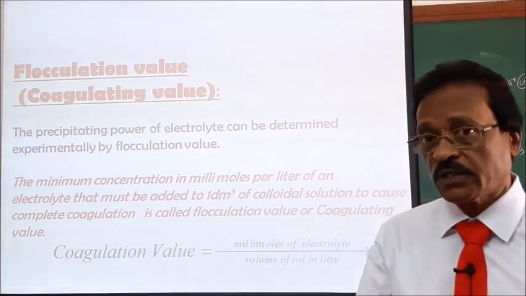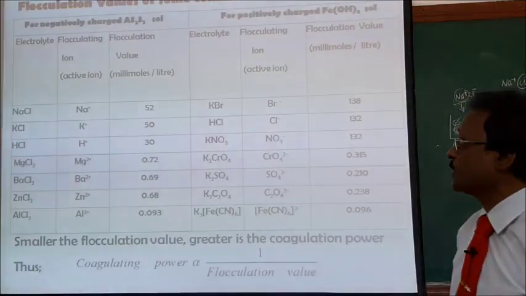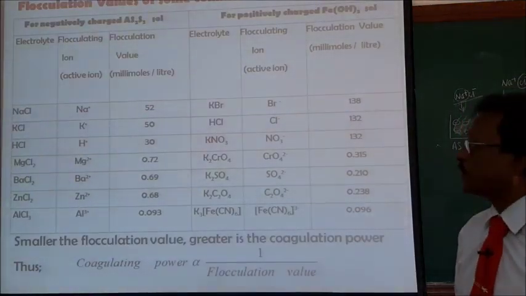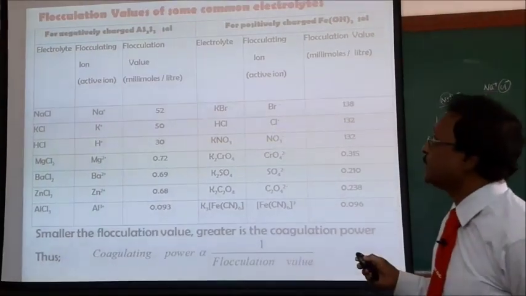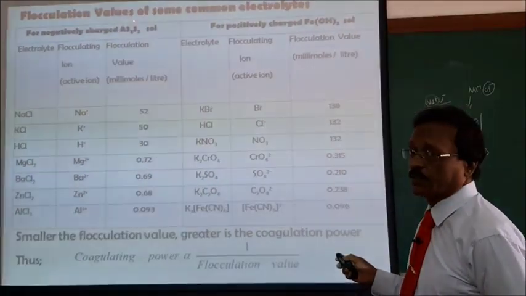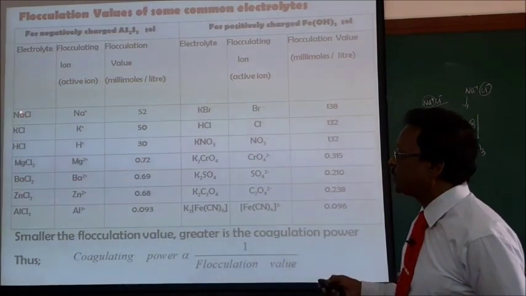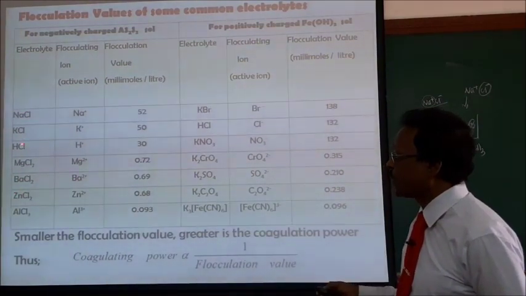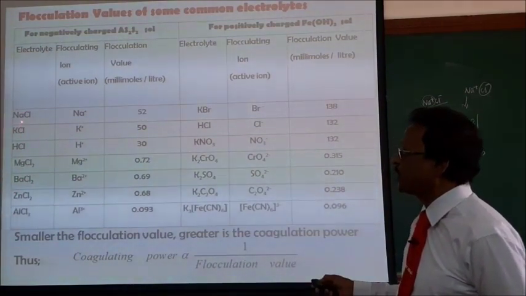I go to the application of this concept. I will give one table. Look at this table I have given. Observe this very carefully. All these values I have given. I have taken the arsenious sulfide sol, which is negatively charged. I am adding the electrolyte. Here the positive ions, I have taken sodium chloride, potassium chloride. Electrolytes can be added to bring about the coagulation.